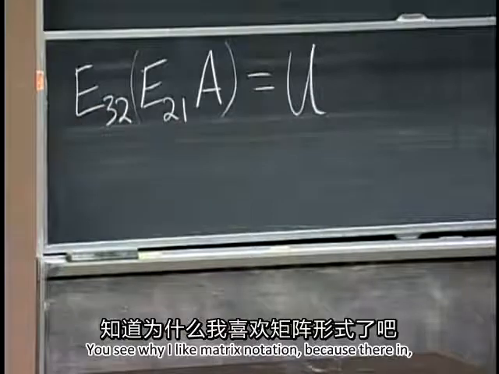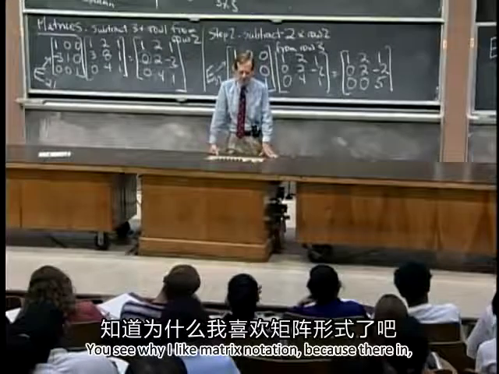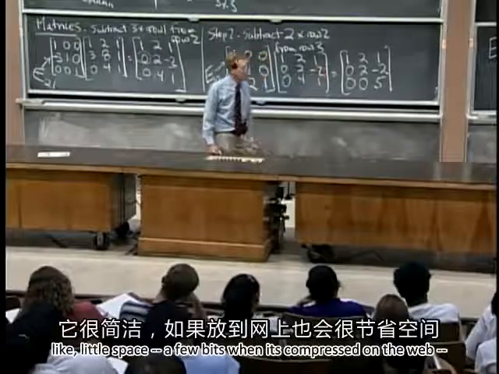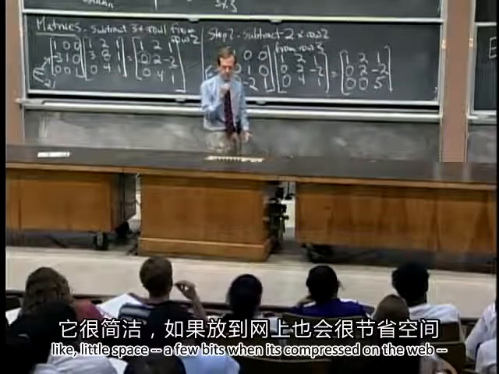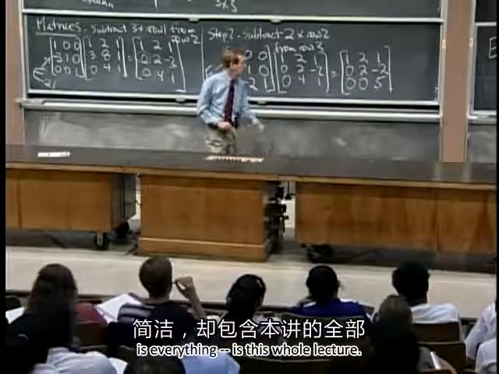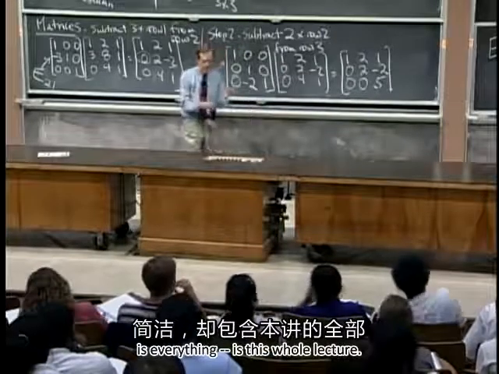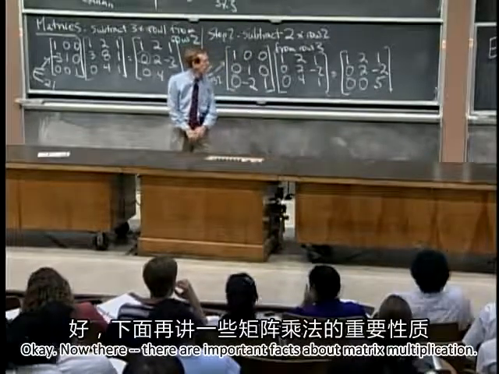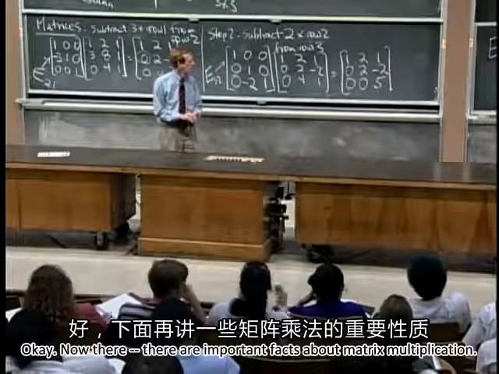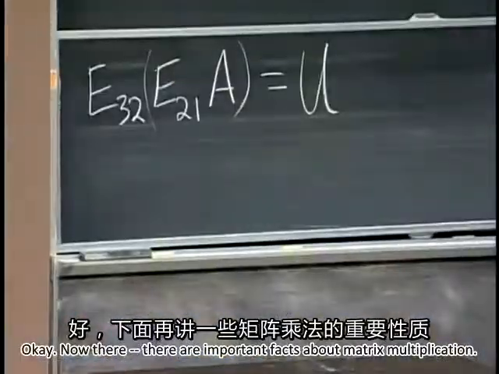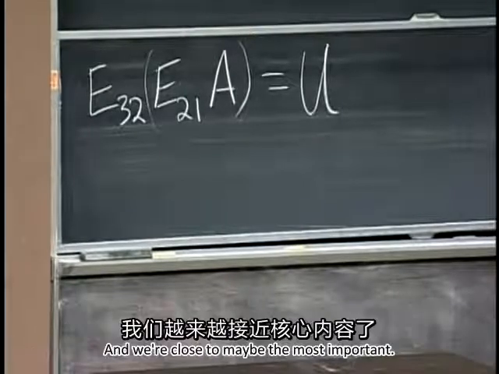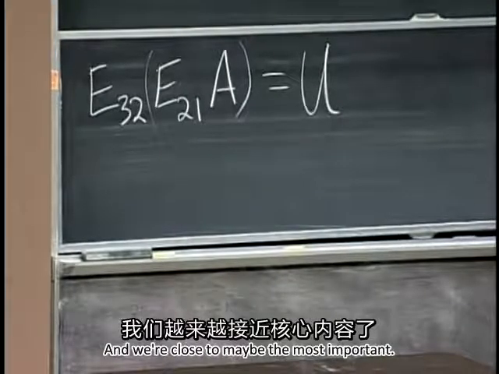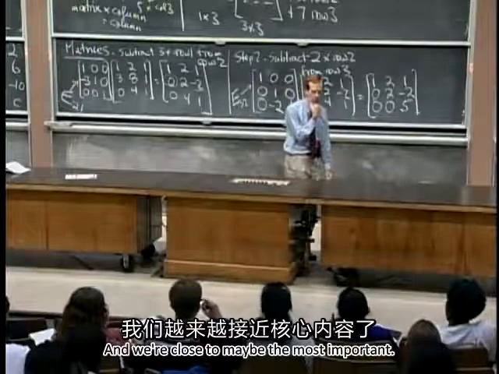You see why I like matrix notation, because it takes up so little space, a few bits when it's compressed on the web, this whole lecture. Okay. Now, there are important facts about matrix multiplication. And we're close to maybe the most important.